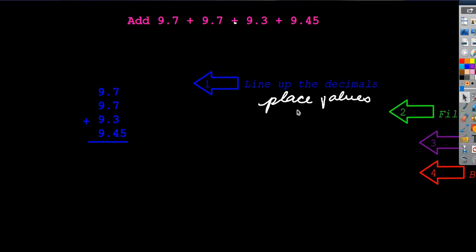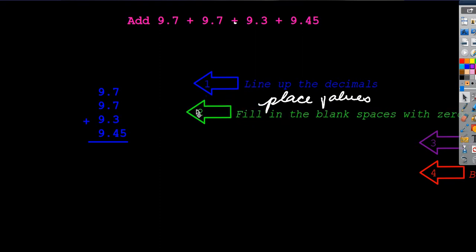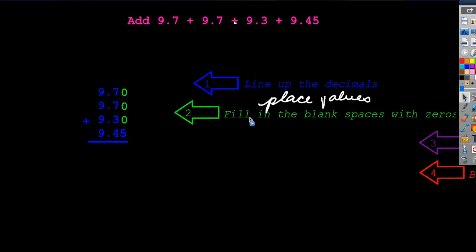Now, we have all these blank spaces, so what do? We can fill all those blank spaces in with zeros. Okay, so now it makes it easier for me to go ahead and add. And that would actually be my next step. I would add or subtract whatever the problem asks me to do. In this case, it's asking me to add, so I would go ahead and add.